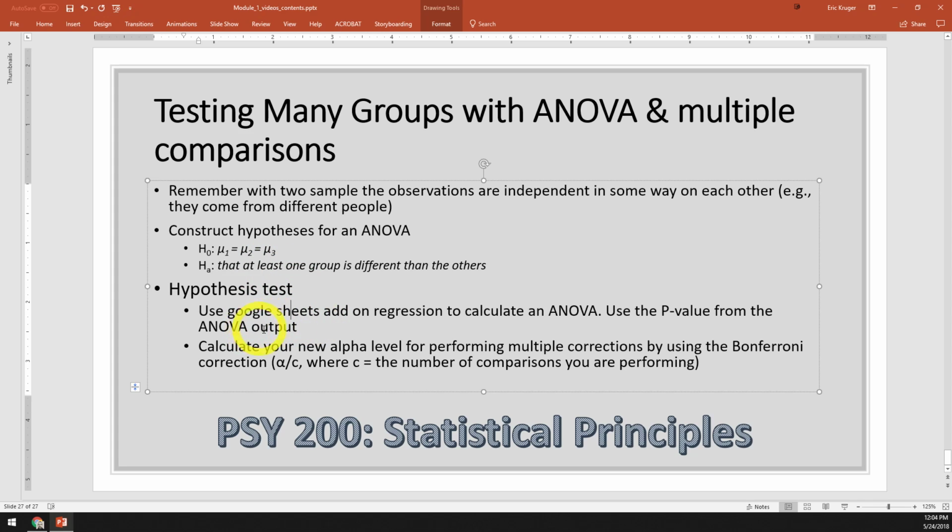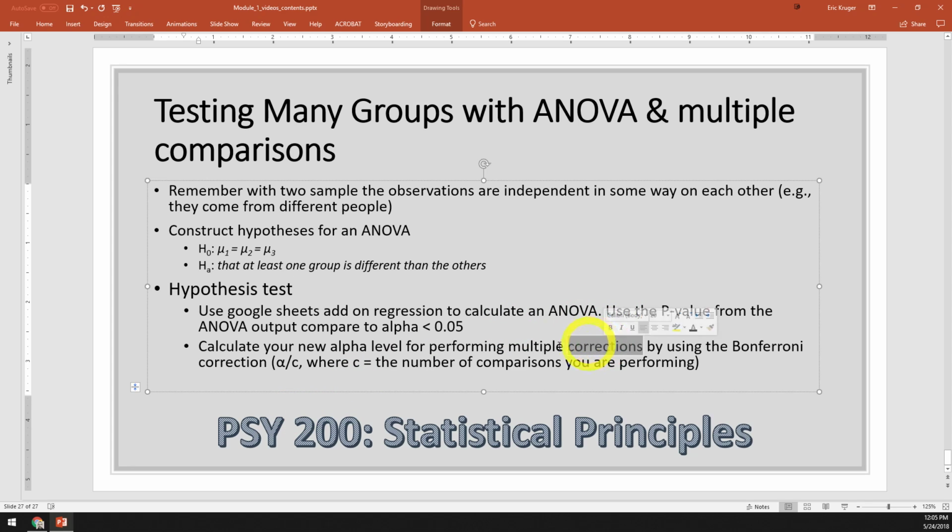Again, like the previous video, a lot of the work is going to be done by the regression function in the stats add-on package, and we're going to use that p-value from the ANOVA output to compare to our alpha level, like we did with the two-sample t-test. And generally, we're going to want a p-value less than an alpha of 0.05 to reject the null hypothesis and accept the alternative hypothesis.